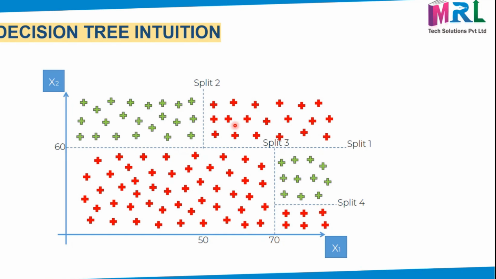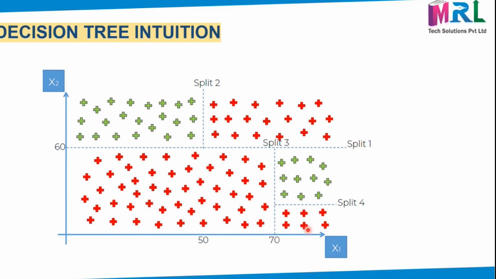When you see all the splits, you have a maximum number of red dots here, here also maximum red dots, here maximum green dots, here also maximum green dots, and here maximum red dots. So based on that only it is splitting. This is how the decision tree works.